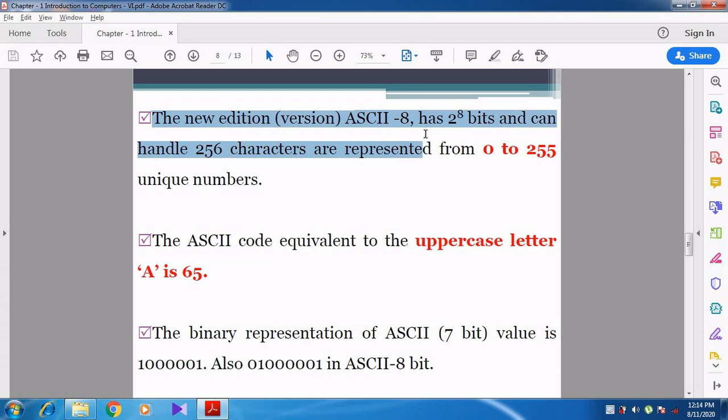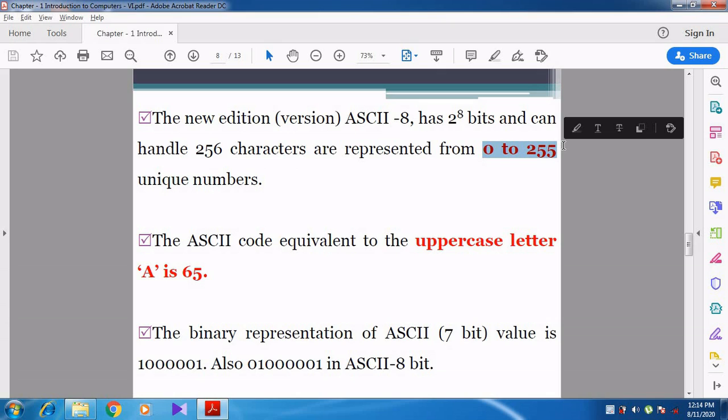The new edition, ASCII 8, has 2 power 8 bits and can handle 256 characters. So it can handle how many characters? 256. That is the latest version they have developed. But before that they had developed only 7-bit, and 2 power 7 means it can accept only 128. Later they developed the latest version, that is 2 power 8, so 256 characters. It starts from 0 and ends at 255.